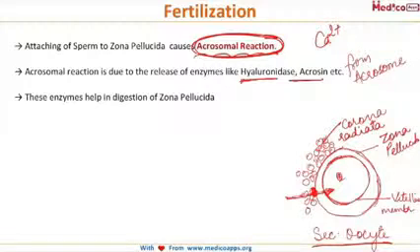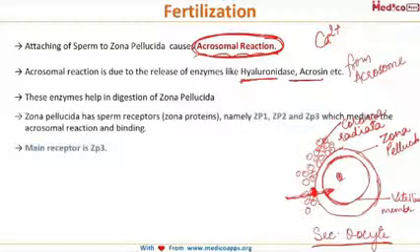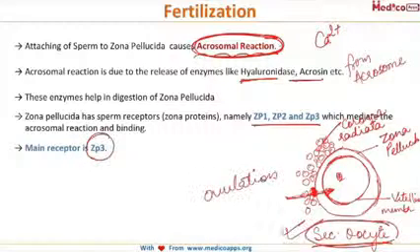Remember, in sperms, if any question is asked about ions involved, the answer will always be the calcium ions. Now, this binding of the sperms to the zona pellucida and the acrosomal reaction is all mediated by the sperm receptors present on the zona pellucida, which are also called zona proteins, named ZP1, ZP2 and ZP3. And among these, ZP3 is the main receptor mediating the acrosomal reaction.